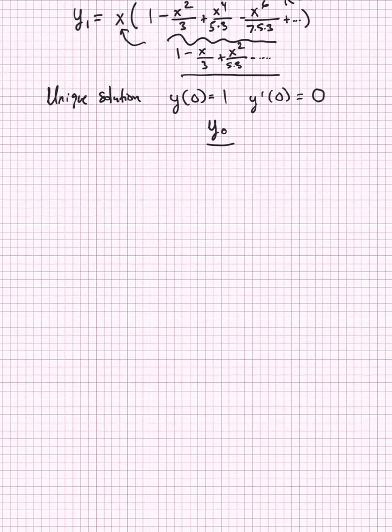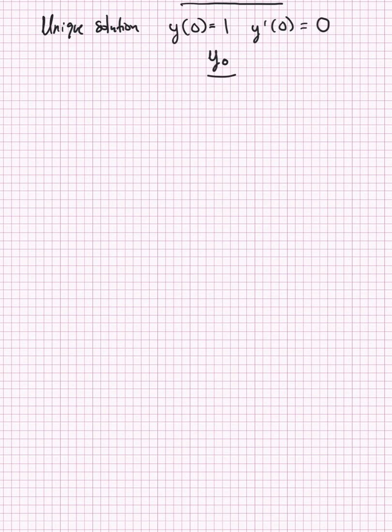Okay, so on to problem 3. Now we need to use the method of Frobenius in order to solve x times the second derivative of y plus 2 times the first derivative minus xy is equal to 0.